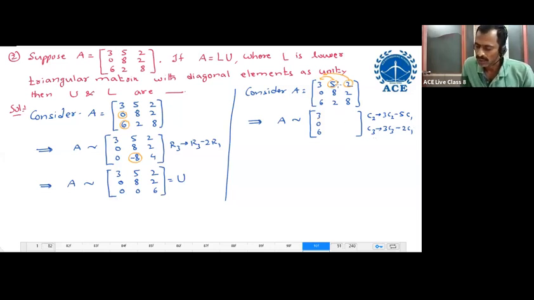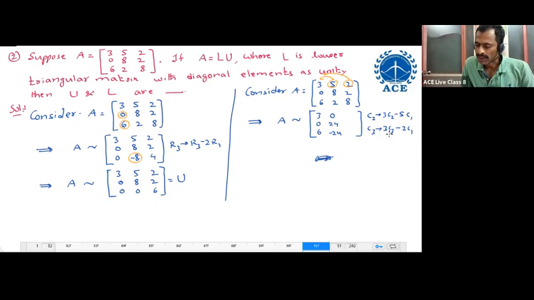Okay. Now 3 into 5, 15. 15 minus 15, 0. Next, 3 into 8, 24 minus 0, 24. 3 into 2, 6, 6 minus 30, minus 24.